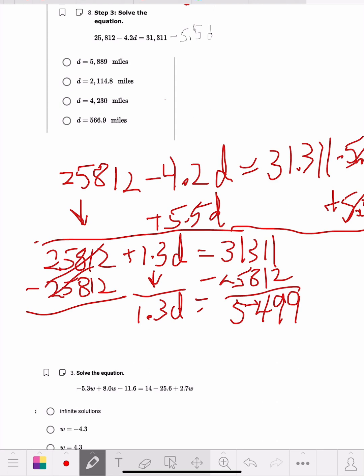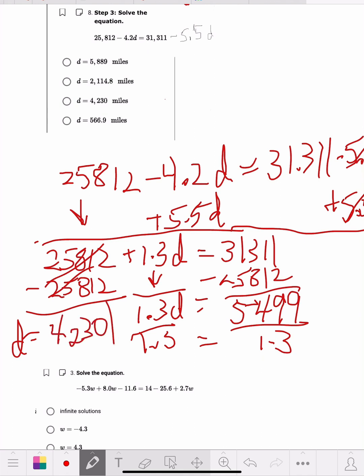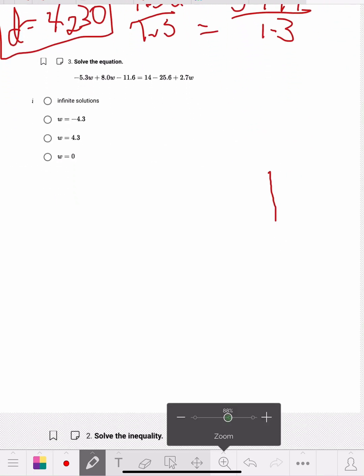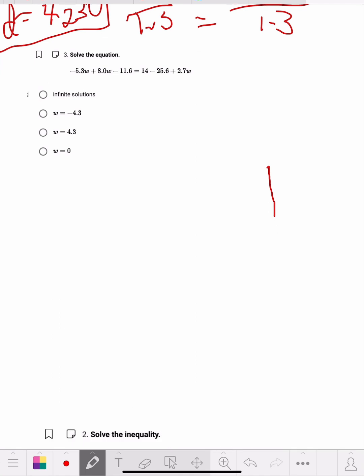Now, we still have to get the D alone. So what do we have? We have 1.3 times D. So let's divide both sides by 1.3. So D equals, I'm just going to write over here, 5,499 divided by 1.3. On my calculator, it equals 4230, and that's D. Let's see if that's one of my answers. Yeah, look at this. It is. It's right up here. So we got that one solved. That wasn't too bad. Now let's move down to the next one.